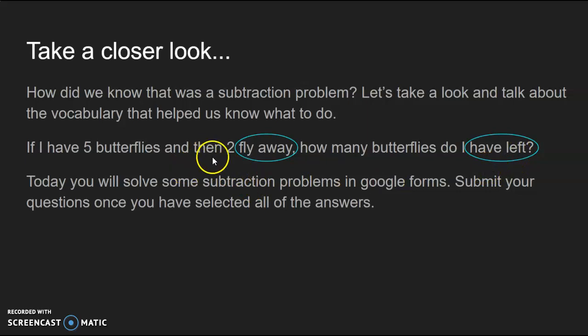Alright, so today you will solve some subtraction problems in Google Forms. You'll submit your questions once you have selected all of the answers. And I will talk to you guys tomorrow.